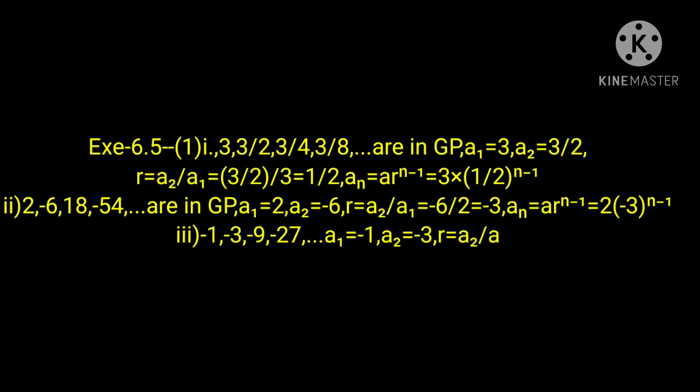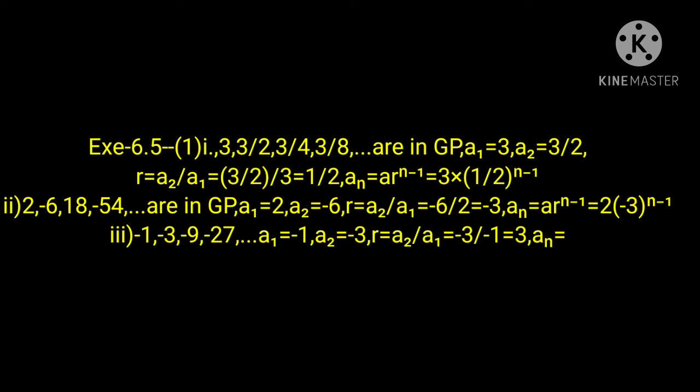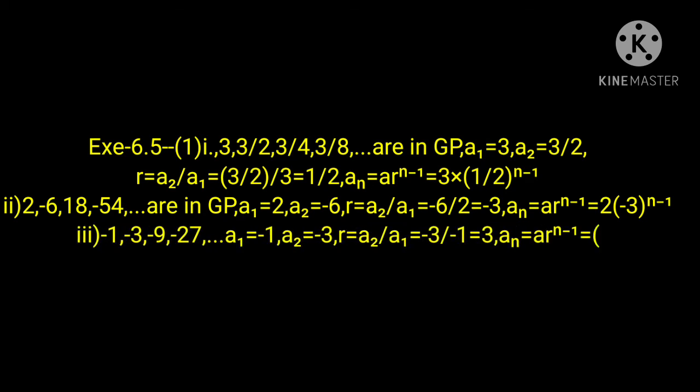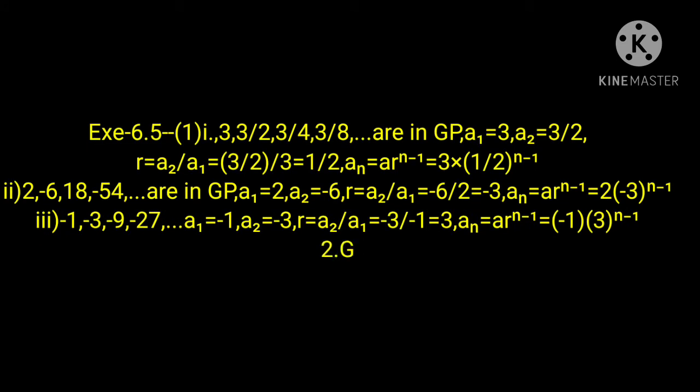Third question: minus 1, minus 3, minus 9, minus 27 and so on are in GP. Here first term a1 is equal to minus 1 and a2 is equal to minus 3, r is equal to a2 by a1 is equal to minus 3 by minus 1, and that is equal to 3. An is equal to a r power n minus 1 is equal to minus 1 into 3 power n minus 1. That is the answer.